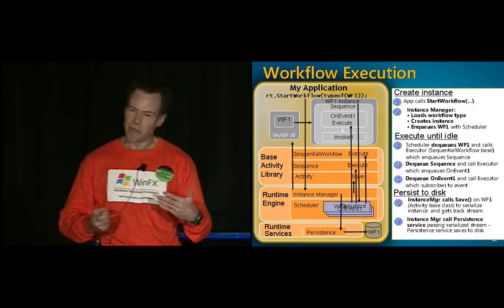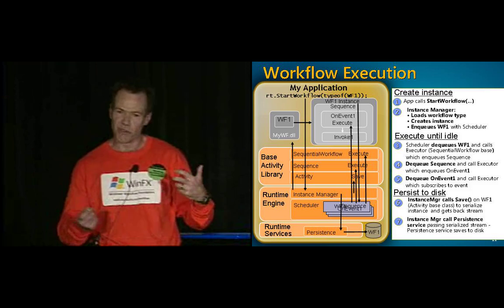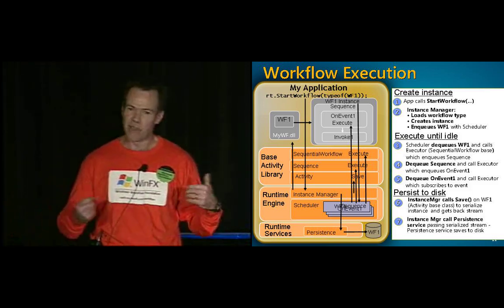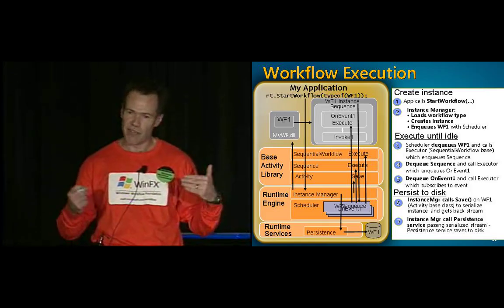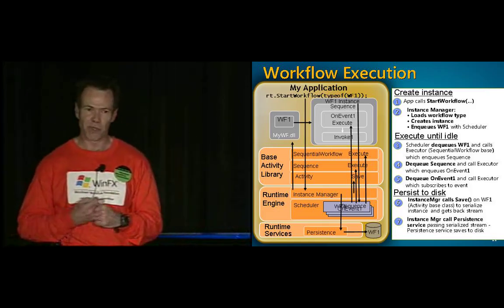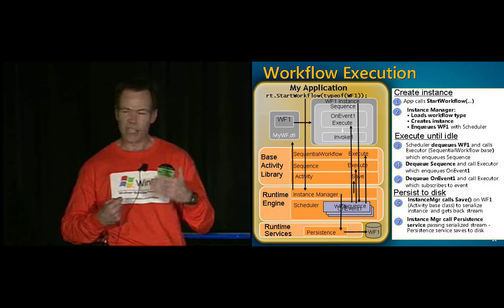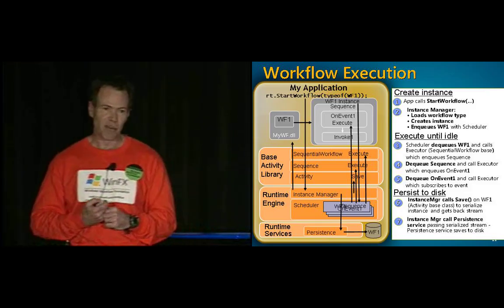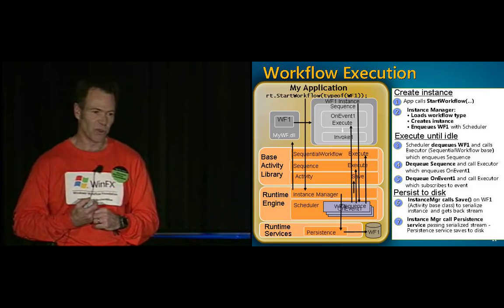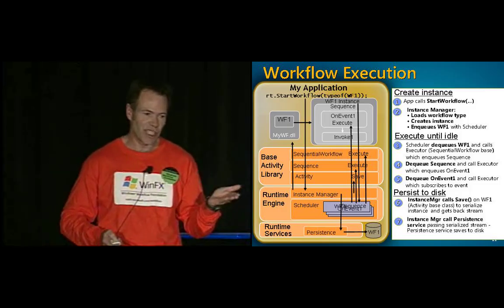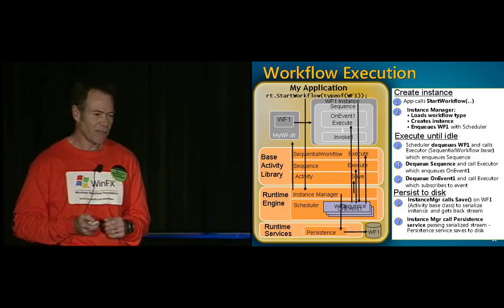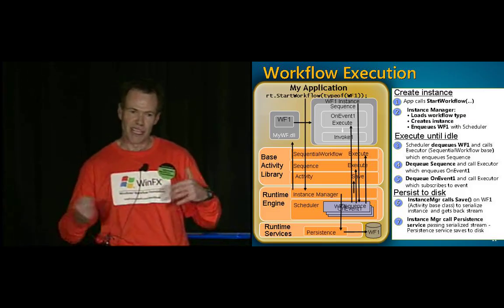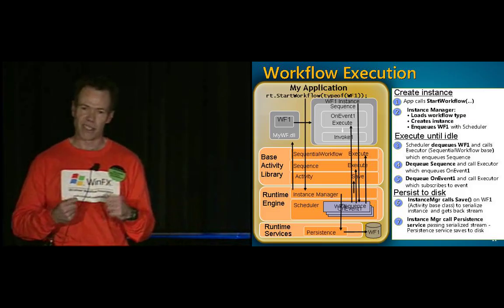So the instance manager notices that the queue of work for this workflow is empty, and then it calls another method that's in this base activity library, in fact, in the activity class itself that we implement, called save, that knows how to serialize activities and essentially creates a binary serialization of the workflow and creates a stream. And that stream is handed off to one of these runtime services. I mentioned at the beginning this persistent service.